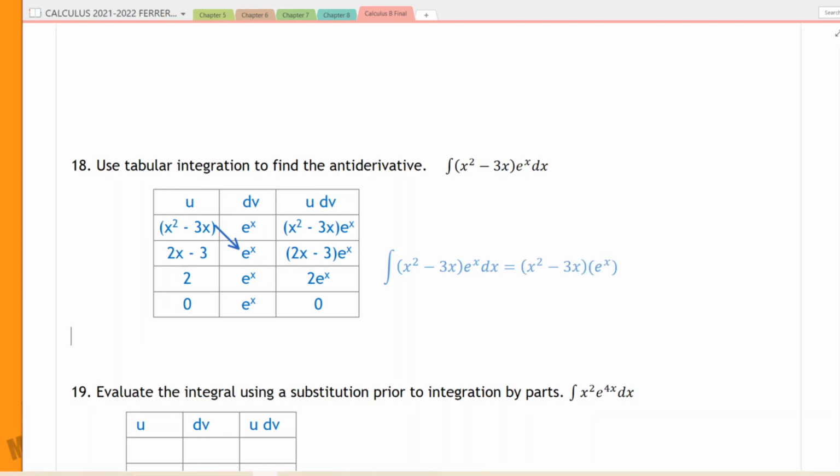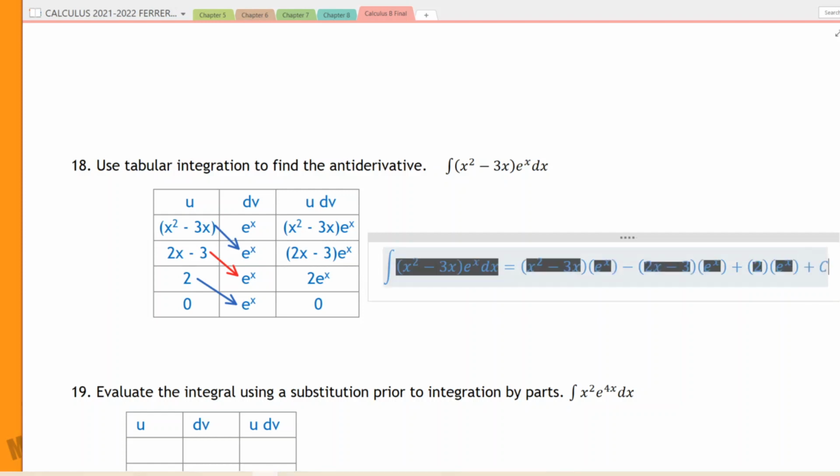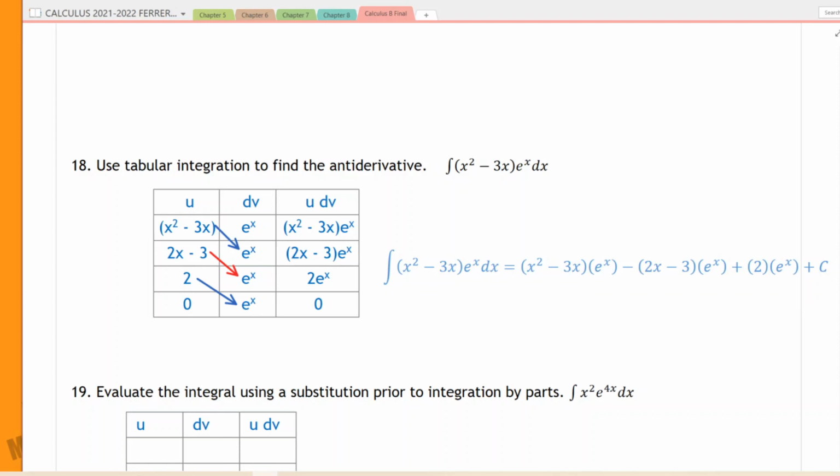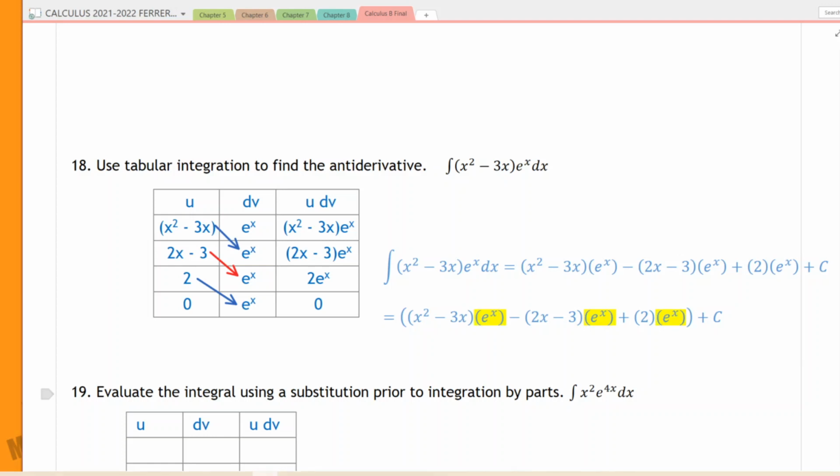Then we'll subtract the next diagonal. And then add the next diagonal. And since we have reached the 0 row, we're just going to put a plus constant at the end, and that should do it for the antiderivative. Now the rest of this is just going to be simplifying. So we'll group everything except for the c, and we'll note that everything inside the parenthesis has an e to the x, which we can factor out.